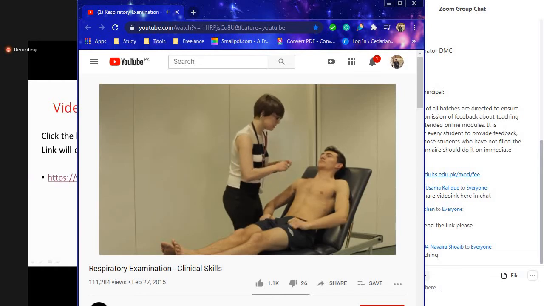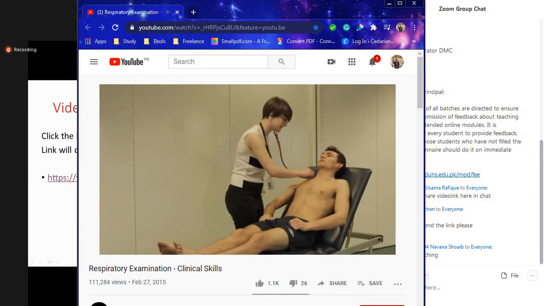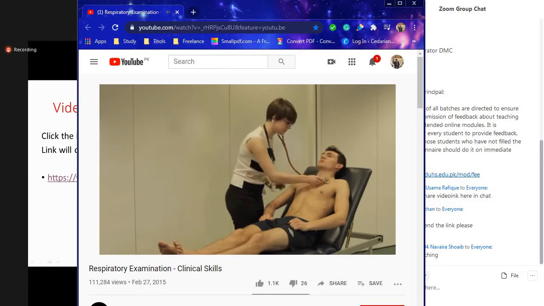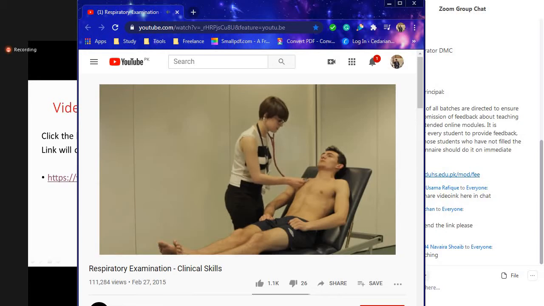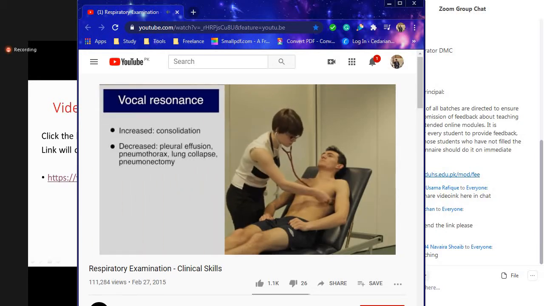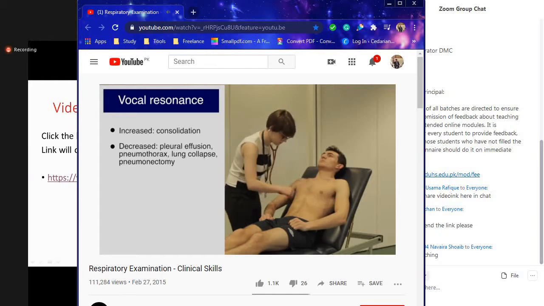How could you say 99 each time I put my stethoscope on your chest? 99. Here the doctor is listening to vocal resonance and comparing the left and the right. In areas of lung consolidation, 99 is heard more clearly. But in areas of pleural effusion, the sound intensity is reduced or absent.